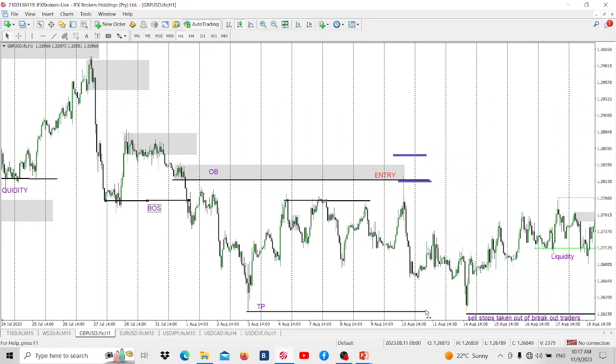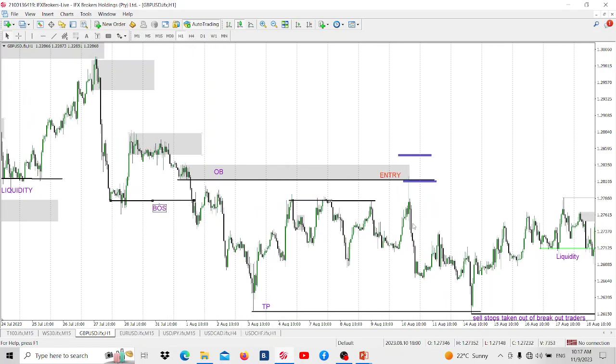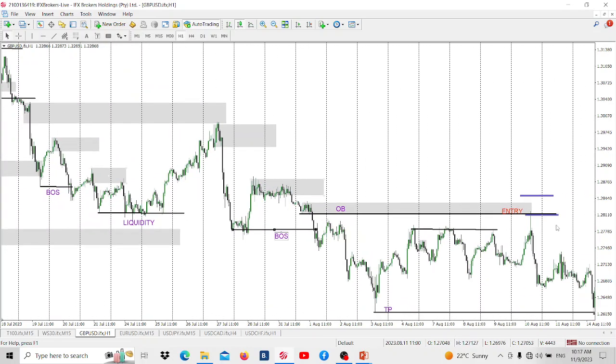As you can see, the market came, tapped it a bit. Mind you, it tapped it a bit, you see? Yeah. That's how we would have actually entered this trade. So that was an example of liquidity zones, order blocks.